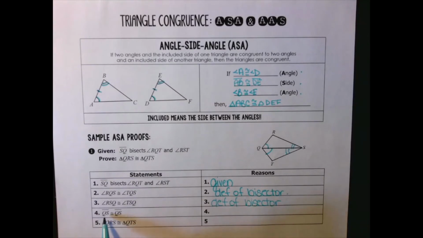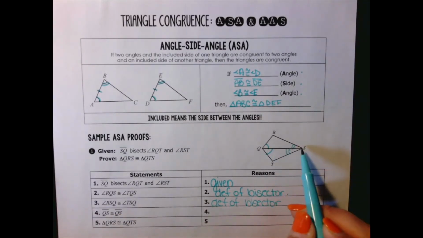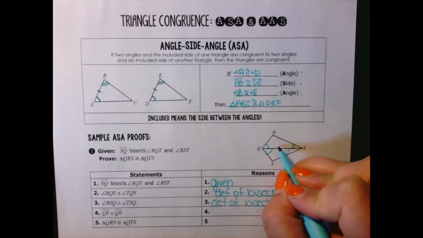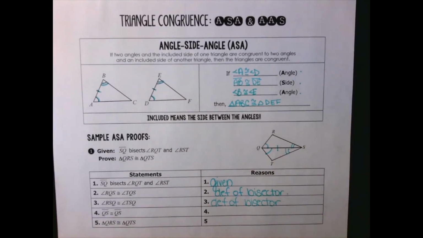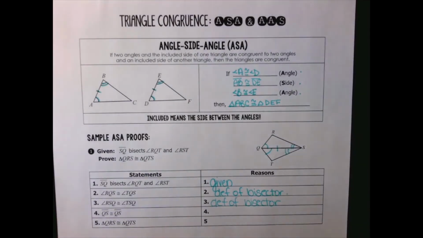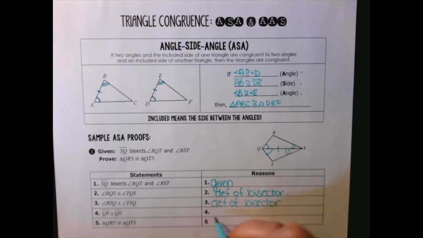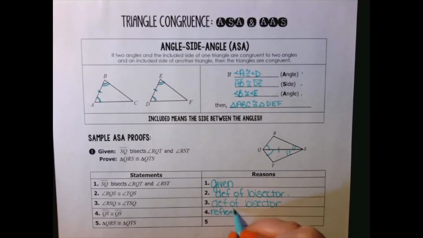Then we have QS is congruent to QS, so that's going to be that middle line there, that shared side between the two triangles. We know a shared side is always going to be congruent, and if we have the same thing on both sides of our congruent side, that is going to be reflexive property. Think of a mirror, reflexive.